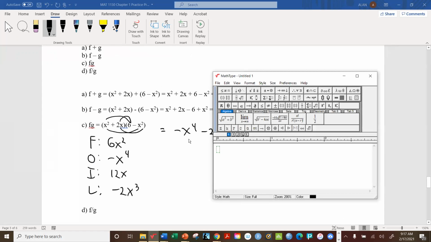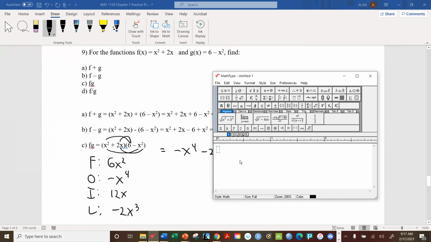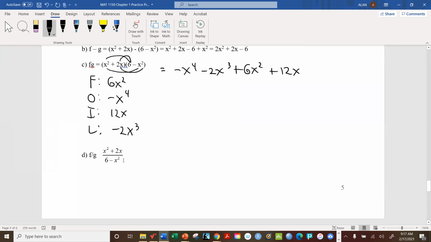The original function, what is it, x squared plus 2x, and in the denominator, we have 6 minus x squared. And guess what? That's it. We're done.